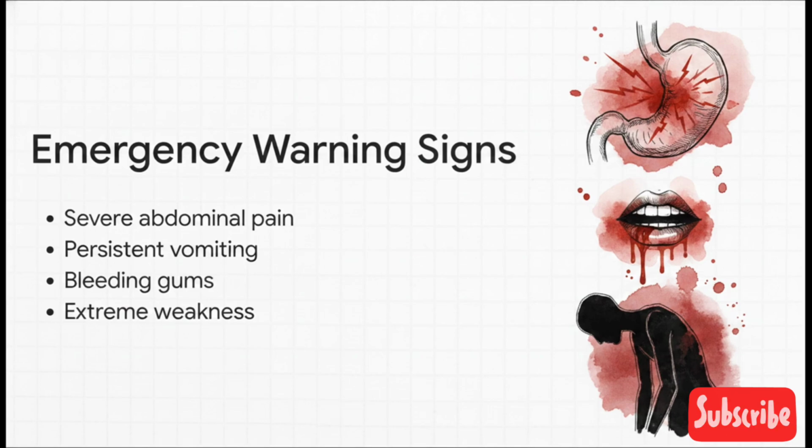We're looking for severe abdominal pain, persistent vomiting, any bleeding from the gums or nose, blood in vomit or black stools, difficulty breathing, or extreme weakness. If you or a loved one show any of these red flags, and this is especially true for vulnerable groups like kids, pregnant women, or older adults, it requires immediate hospital evaluation. Literally every single hour counts.